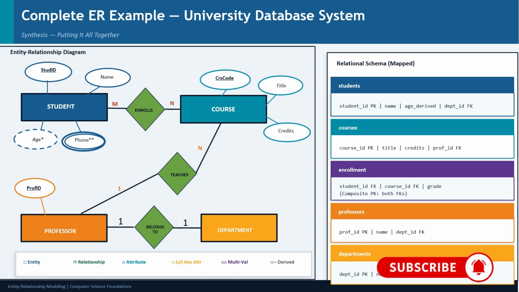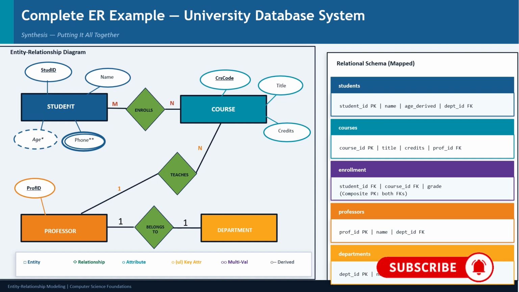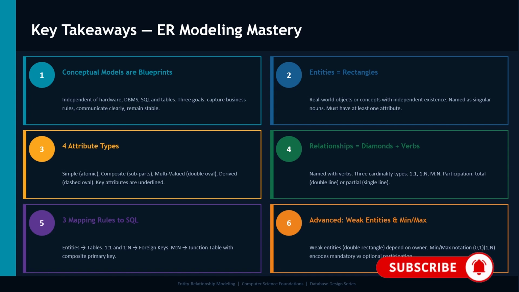Notice the legend at the bottom. Rectangles for entities, diamonds for relationships, single ovals for attributes, underlined ovals for key attributes, double ovals for multi-valued, and dashed ovals for derived. Let's bring it all home.